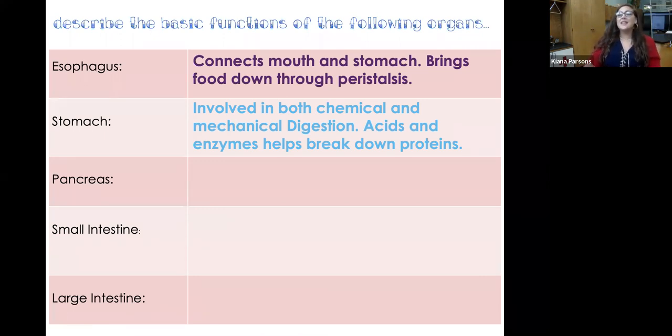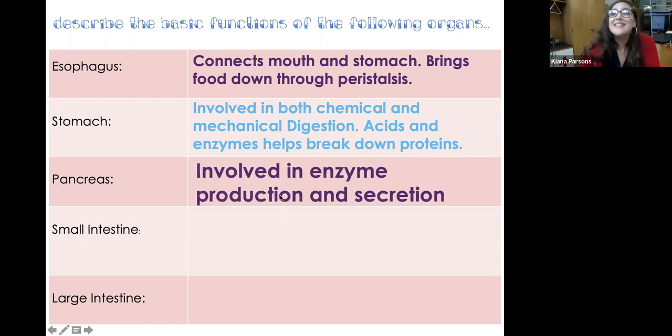And the acids and enzymes in the stomach help break down proteins, right? So that really low pH helps break down proteins in the stomach. And we have the pancreas, which is one of the accessory organs of the digestive system. Your food doesn't pass directly through the pancreas, but the pancreas produces and secretes the enzymes that are involved in other parts of the digestive tract.